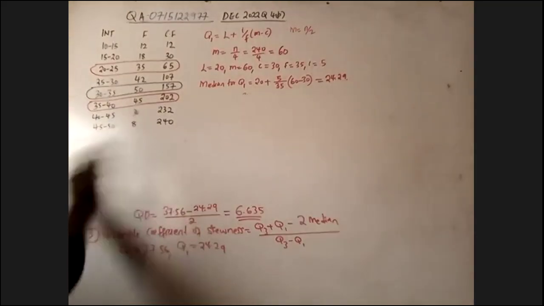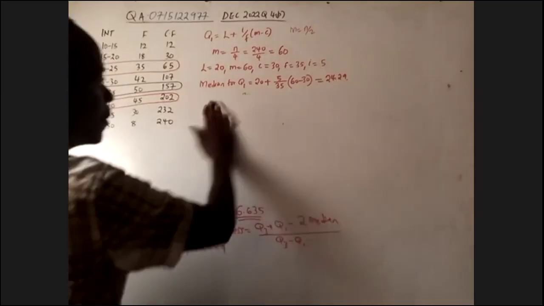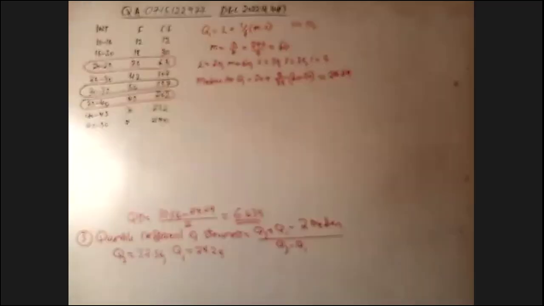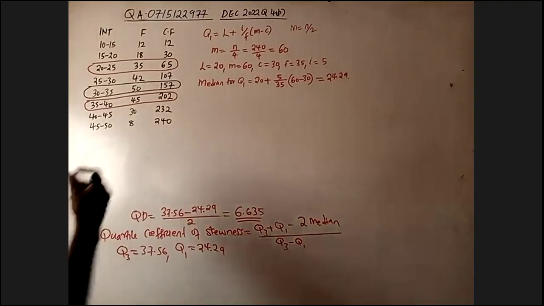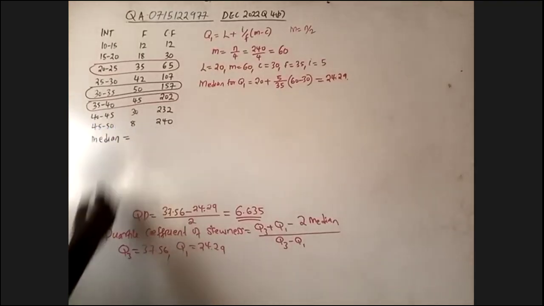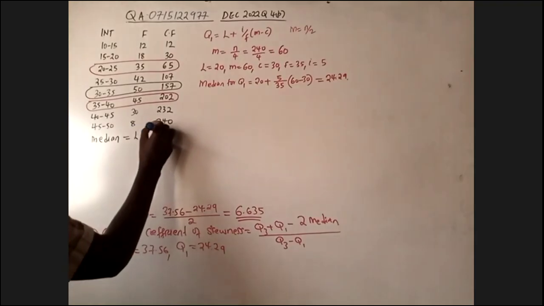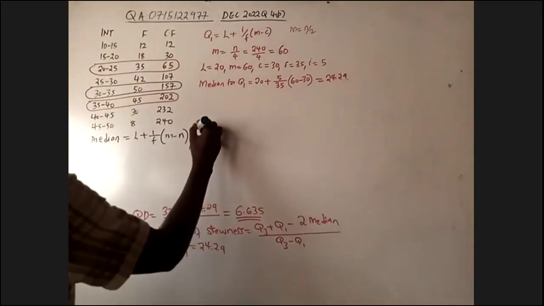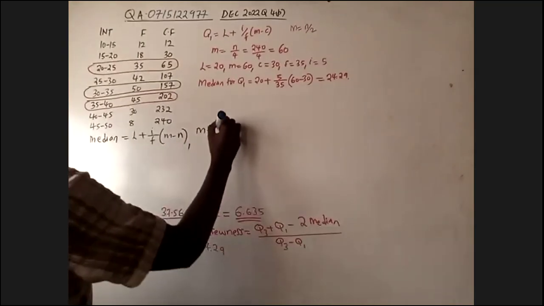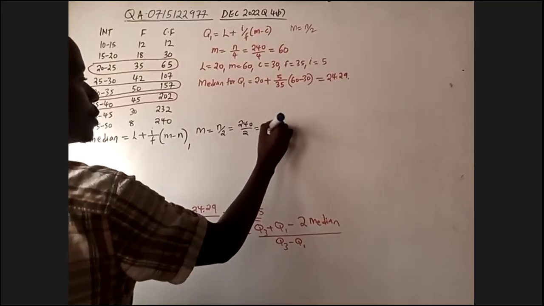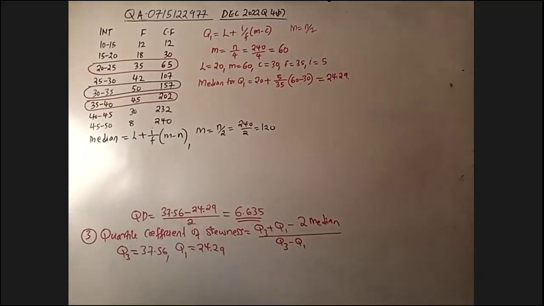Now let us find the median. Remember, for you to get the median, it is L plus I over F, times M minus C. We know M is N over 2. For the median it is 240 over 2, which is 120. Where does it lie?